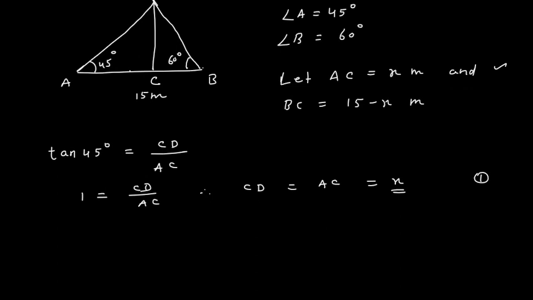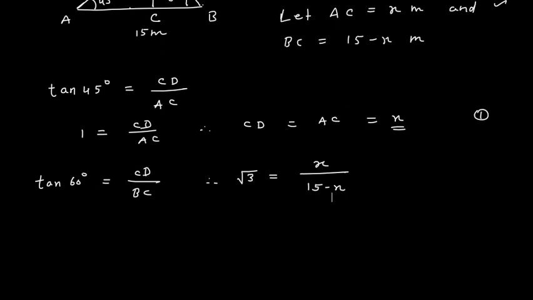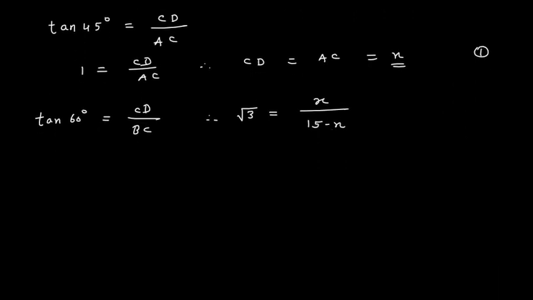Now let us apply tan 60 degrees. Tangent of this 60 degrees is again opposite, that is CD, upon this BC. So therefore tan 60 is root 3. Root 3 is CD, which is x, divided by BC, which is 15 minus x. So from here we will simplify and say root 3 times (15 minus x) is equal to x.